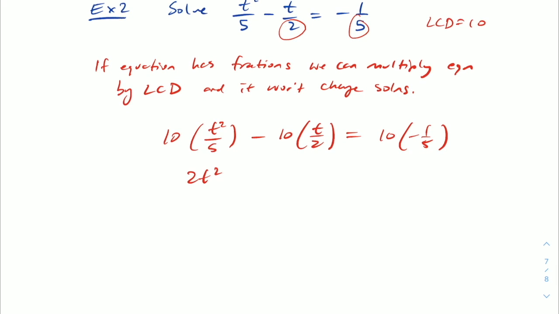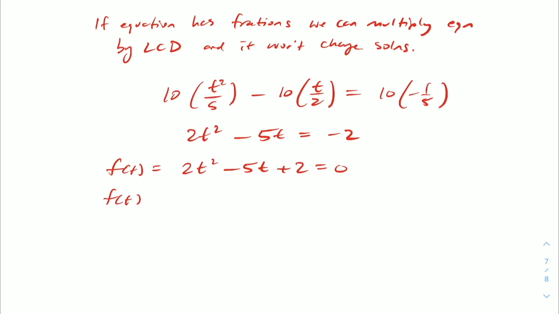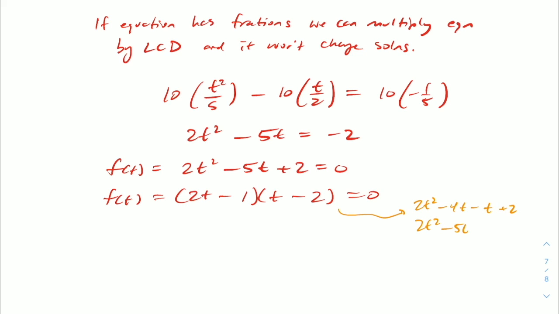We'll get 2t squared minus 5t equals -2. Now we're going to move all the terms to one side, so we'll get 2t squared minus 5t plus 2 equals 0. Call this f of t. And then we're going to factor. So we'll get 2t and t, and then 2 and 1, both should be negative. Again, we're just guessing and checking here. So we'll get 2t squared minus 4t minus t plus 2. That is correct because it matches what we had earlier.